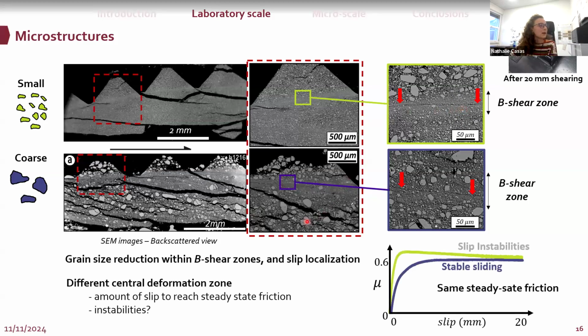So what we can see is that in our experiment we have this boundary shear zone with slip localization, but we can still observe a very different central deformation zone, since here we had very small initial particles, and here we had bigger particles that seem to have undergone important fragmentation. These two different microstructures could impact the friction history of the sliding, and could also have a role in the slip instabilities we observe at the end of some experiments.